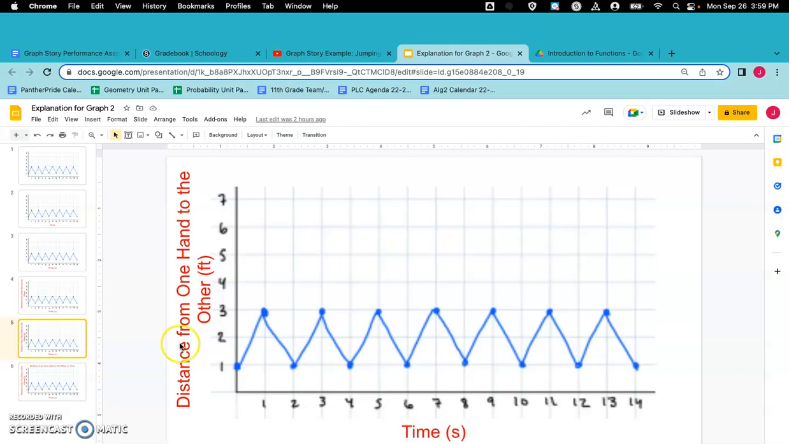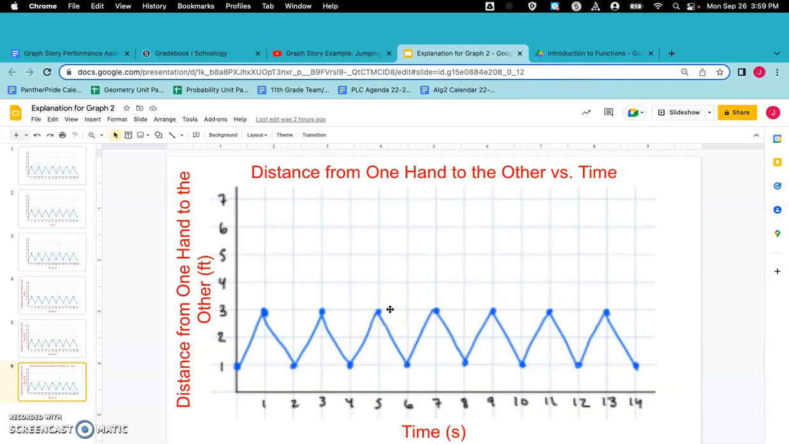Okay, and so then once you have your title for your y-axis and your title for your x-axis, you can use that to write the title for the graph. Distance from one hand to the other versus time. That's what we're modeling in this graph.